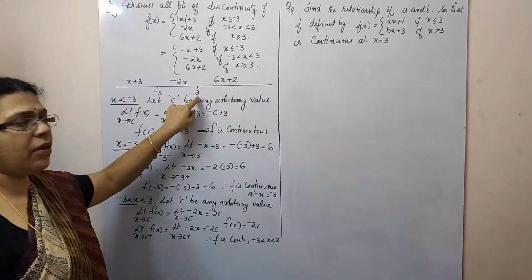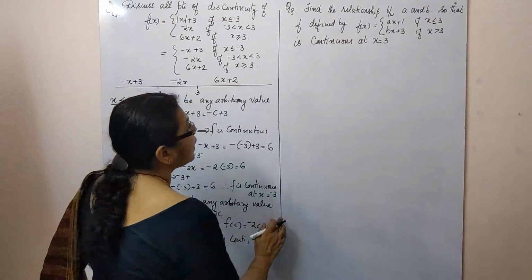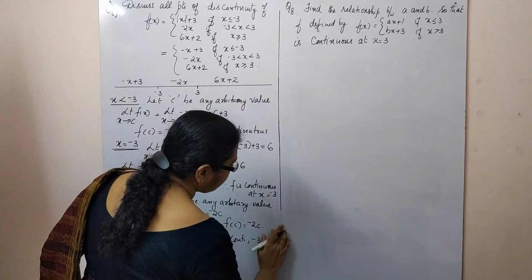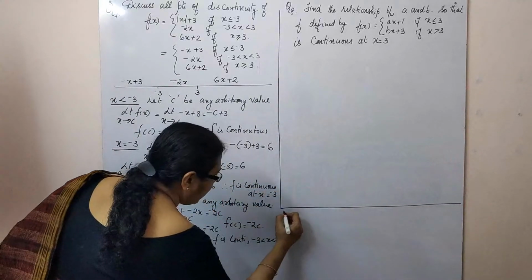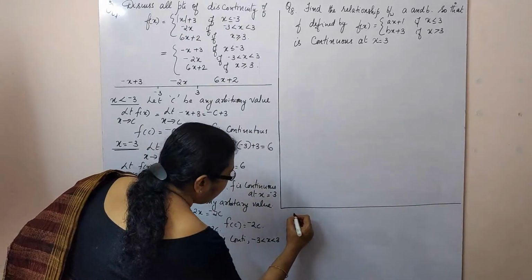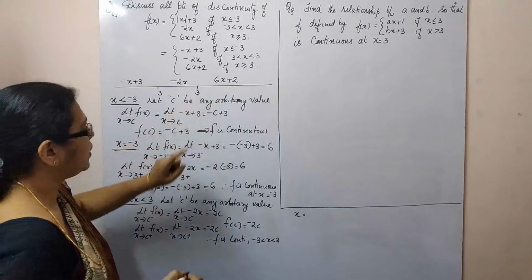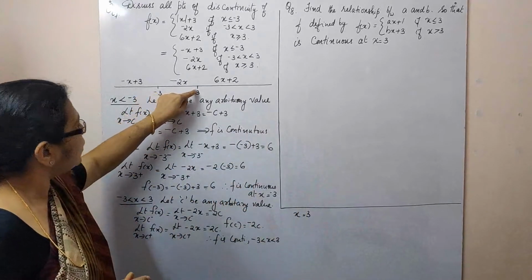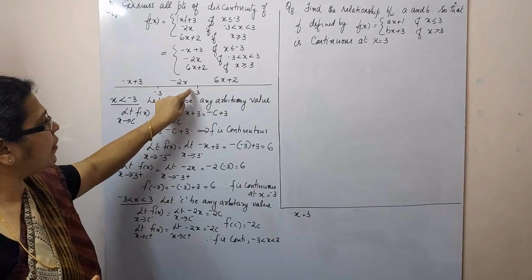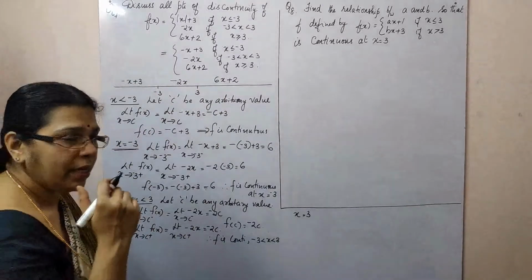Now I am discussing on 3. Right? Discussing on 3. I shall just write it over here. When I discuss the continuity at x is equal to 3, now, on the left of 3 and on the right of 3, the function values are two different values. So, I need to check for both the limits.